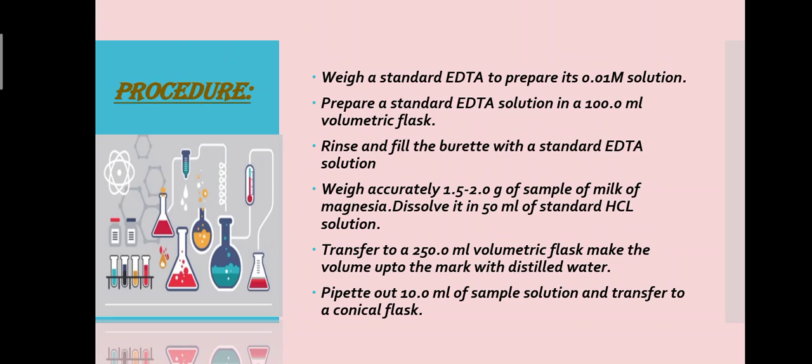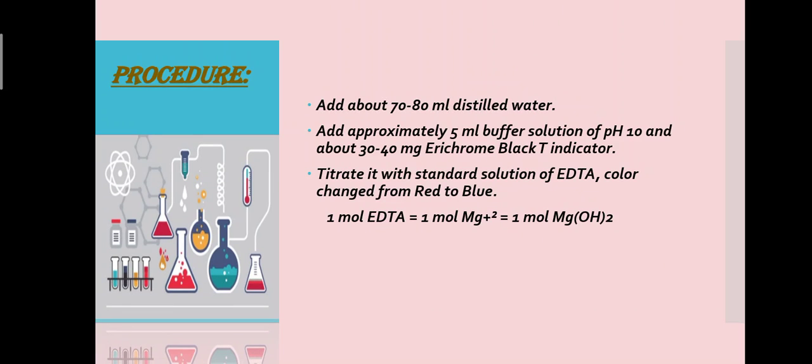Pipette out 10.0 ml of sample solution and transfer to a conical flask. Add about 70 to 80 ml distilled water. Add approximately 5 ml buffer solution of pH 10 and about 30 to 40 mg Eriochrome Black T indicator. Titrate it with standard solution of EDTA. Color change from red to blue.